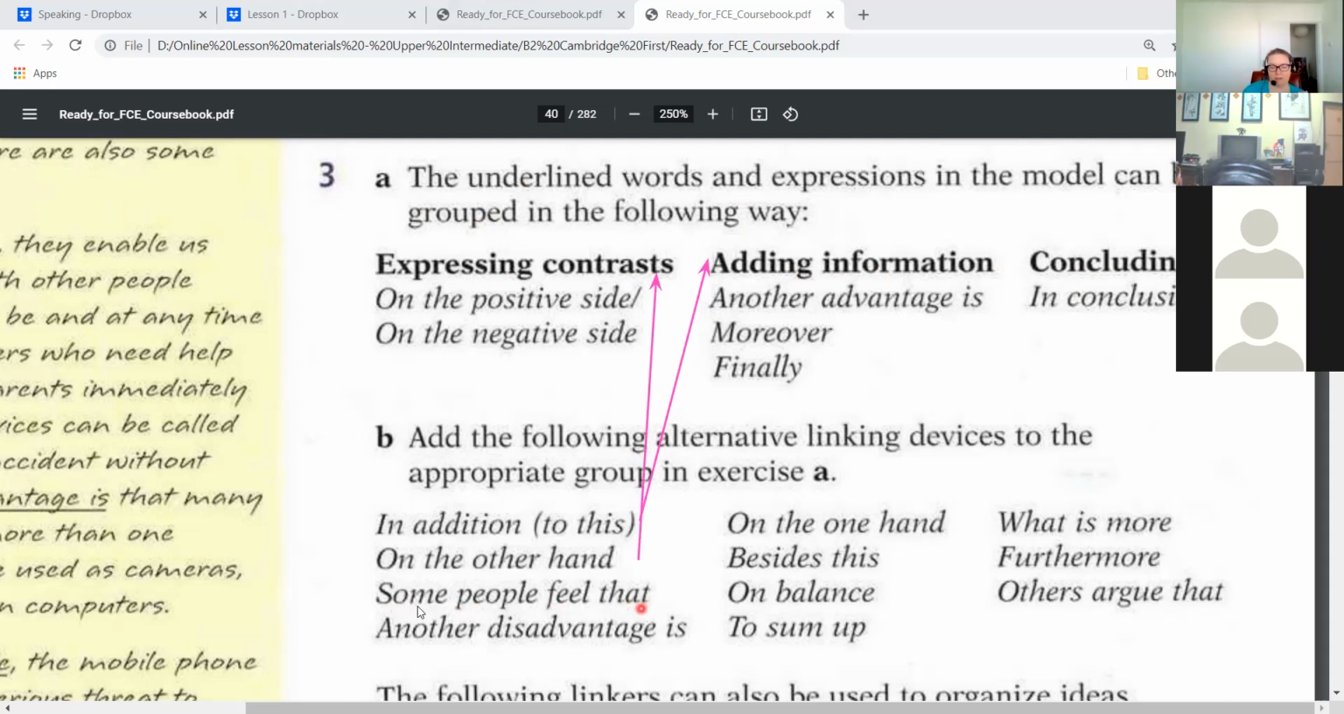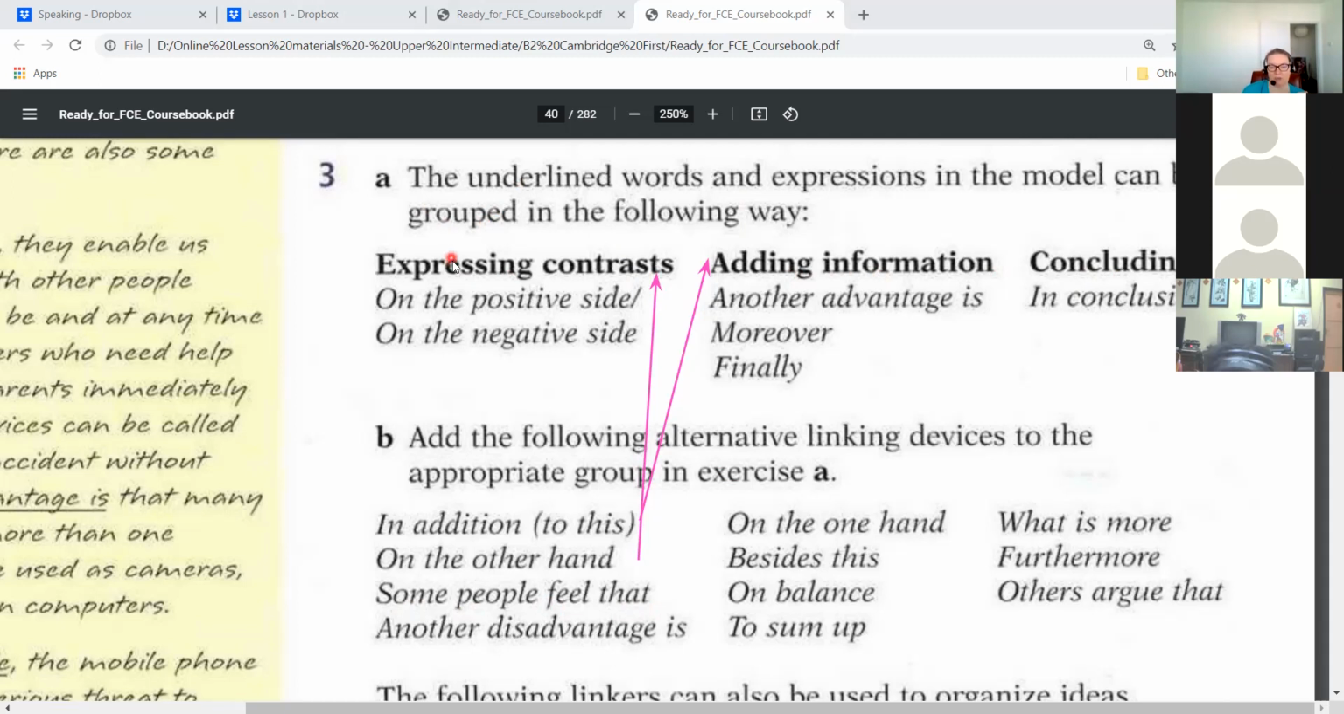Okay, what about this sentence? Some people feel that. Does it express contrast? Does it add information? Does it conclude? Is it expressing contrast? Very good. Yes, it is. Well done, Leiji. Have I pronounced your name correctly? Oh, sorry. My apologies. Thank you. Okay, so yes, it expresses contrast.